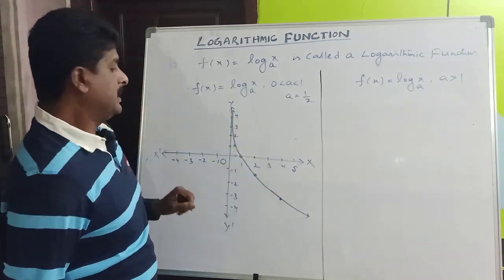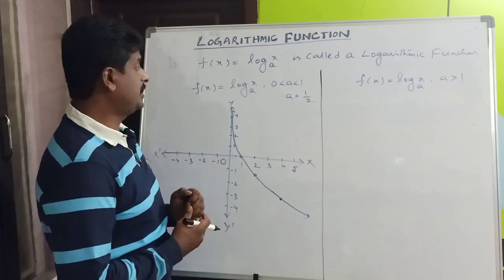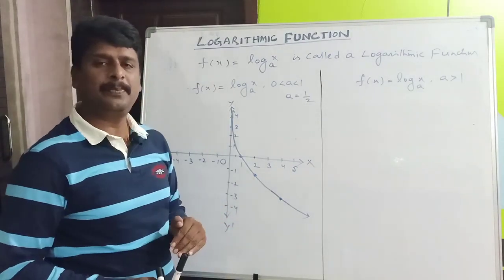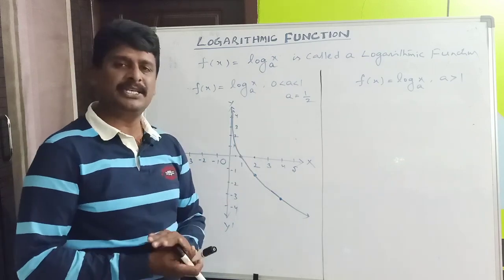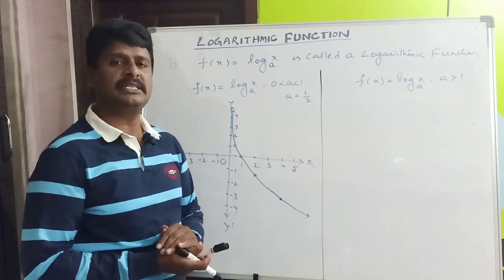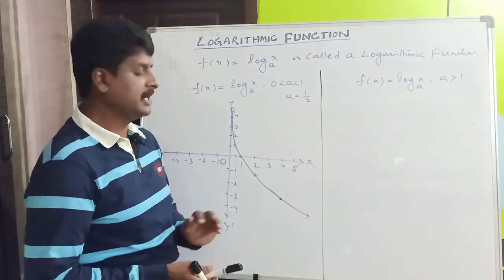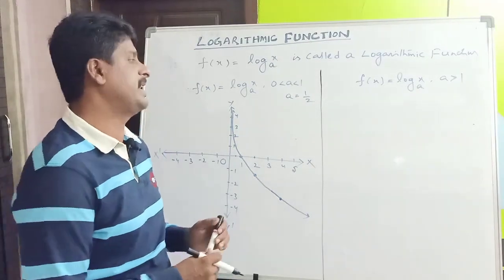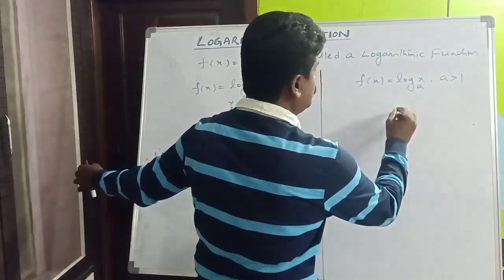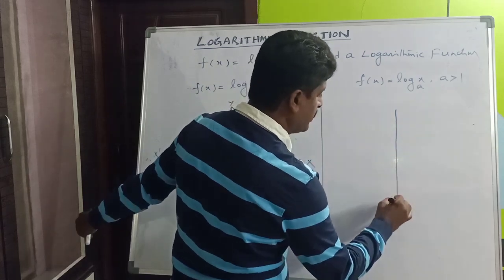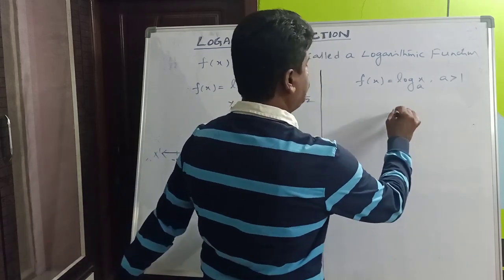Observe that in the previous function, the exponential function f of x is equal to a power x, where the base is 0 less than a less than 1. The graph of that function is asymptotic with the x-axis. Now the graph of this function is asymptotic with the y-axis. Now let's go to the second case of the same function, the logarithmic function.